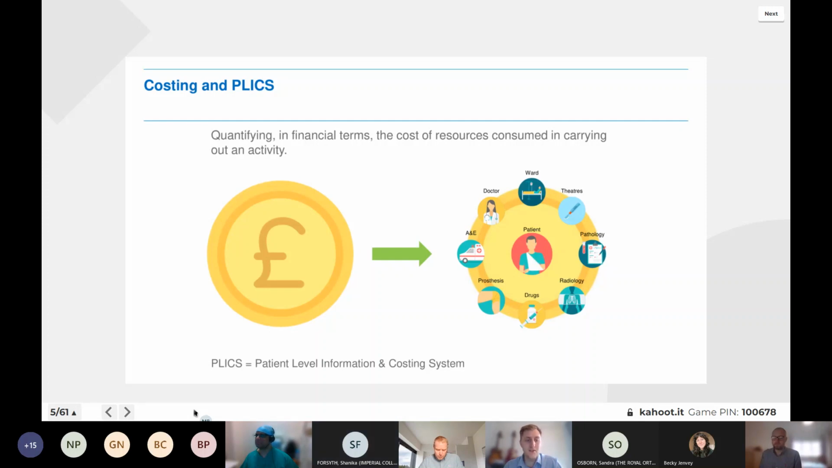This gives us the ability to not just say that it costs an average of say £4,000 to repair a hernia, but we can identify the cost of each individual patient that's had that same treatment and use the data to compare why one patient may cost more than another.